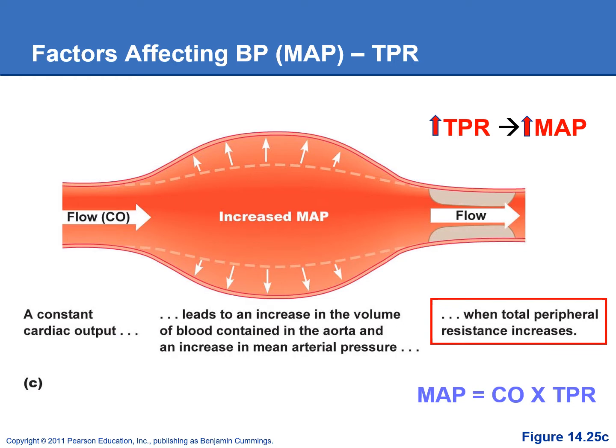In this picture on the right, you can see that they've vasoconstricted the blood vessel. And when that happens, the blood will back up behind the constriction, and that'll increase the blood pressure. So if you increase the resistance by vasoconstricting, that will increase the blood pressure. And if you decrease the resistance by vasodilating, that will decrease the blood pressure.